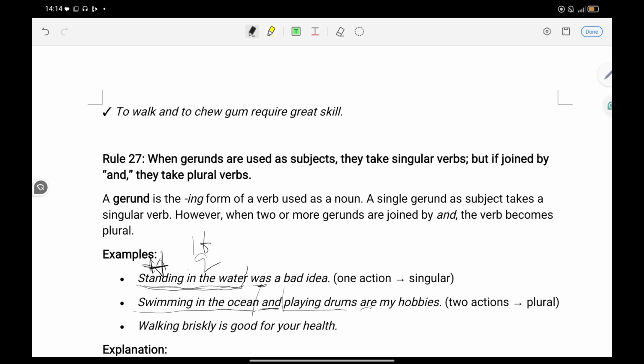But look at this one. Swimming in the ocean and playing drums are my hobbies. So I can just say "they are my hobbies" because we're referring to two different activities. They are my hobbies.